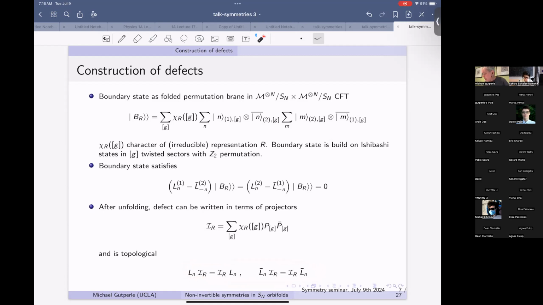What labels these defects is indeed the representation of Sn, because what I'm putting in here is simply the character of a given representation. So our defects are labeled by an irreducible representation, if these are simple defects, R of Sn. If I unfold, then these defects can again be written as projectors.